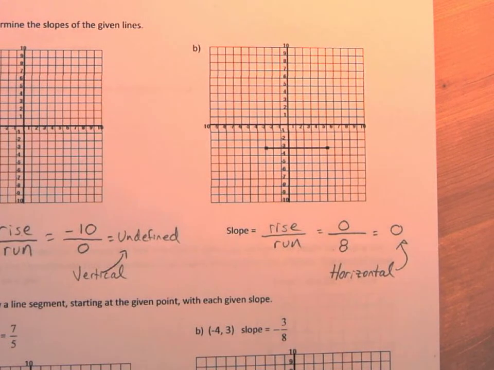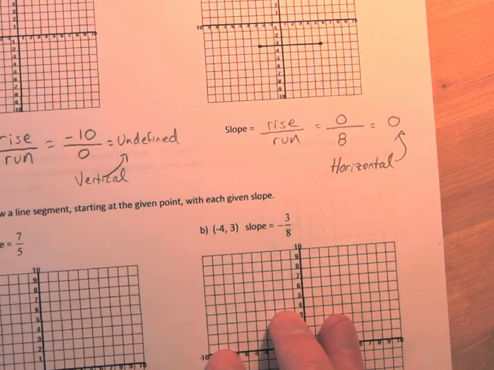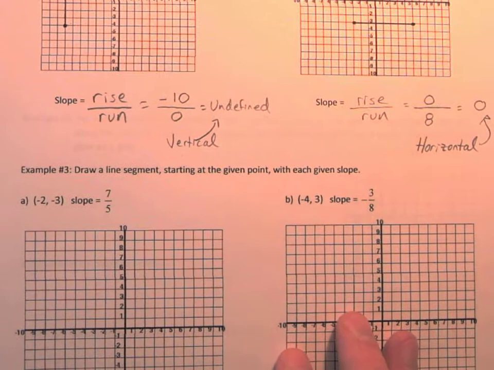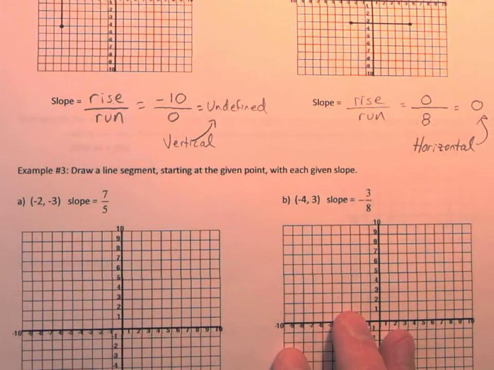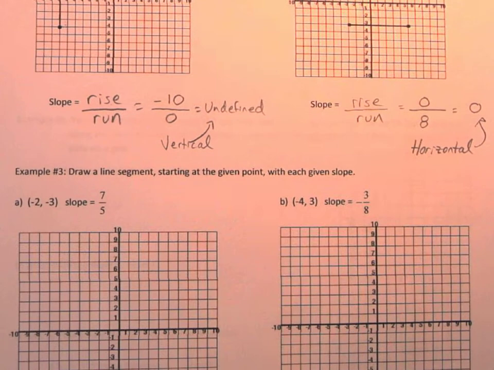Alright, so let's try example 3. Draw a line segment starting at the given point with each given slope. Okay, so this one's a bit different. They give us the slope, we don't have to find it, and they give us a point. So they want us to draw the line segment now. I'm just going to grab a ruler for this one. If you don't have a ruler, you can always just use the side of a book.